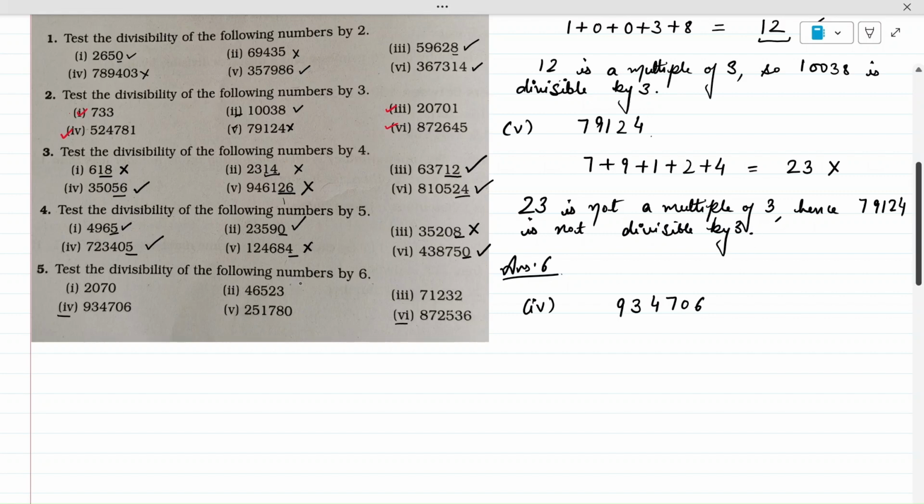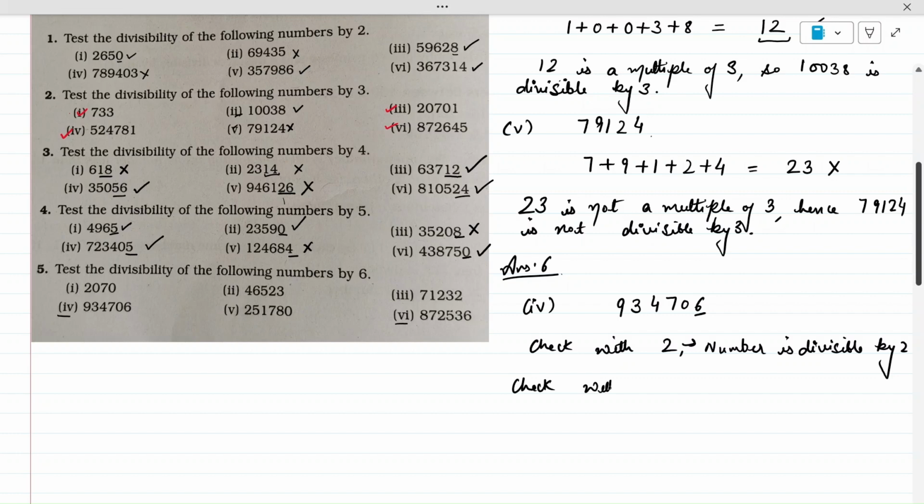The criteria to check for 6 is the number should be a multiple of both 2 and 3, right? So let's check with 2. Since we know that the last number is 6 here and it's an even number, the check with 2 says the number is divisible by 2 because the last number is an even number, right? So this number is divisible by 2. Correct?